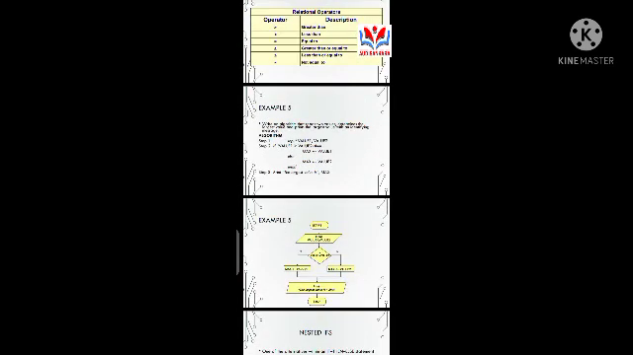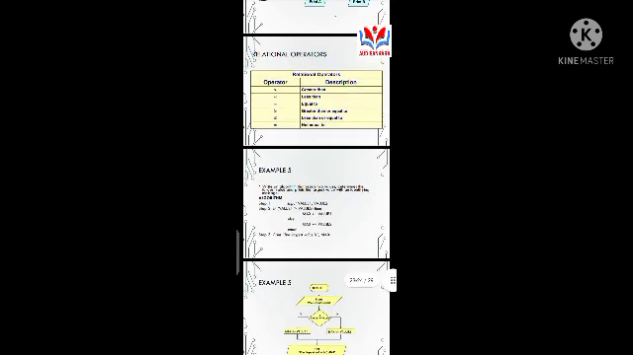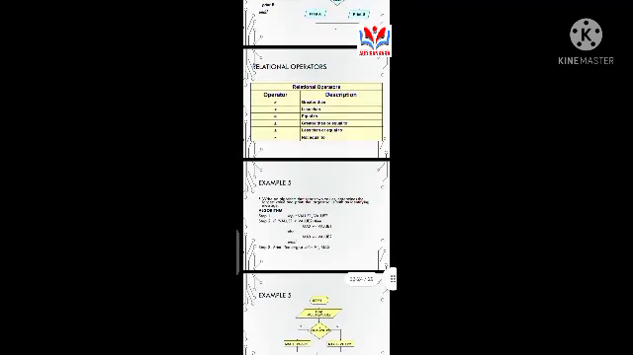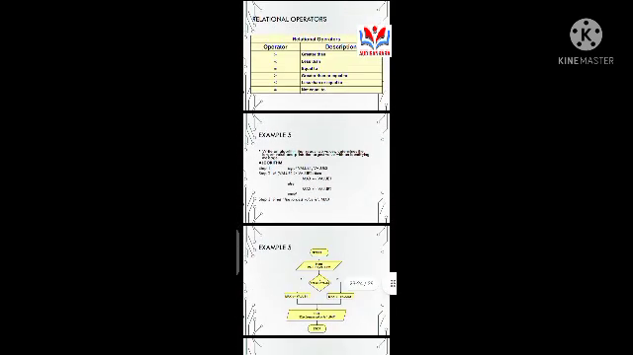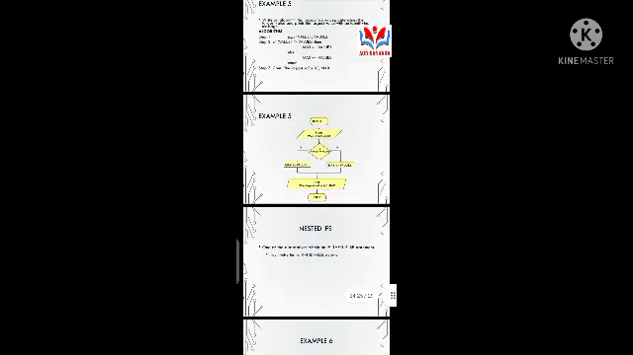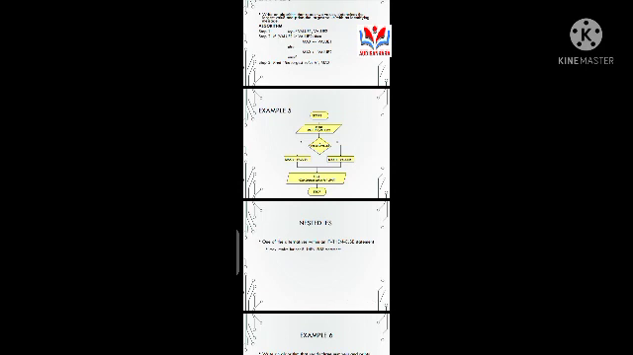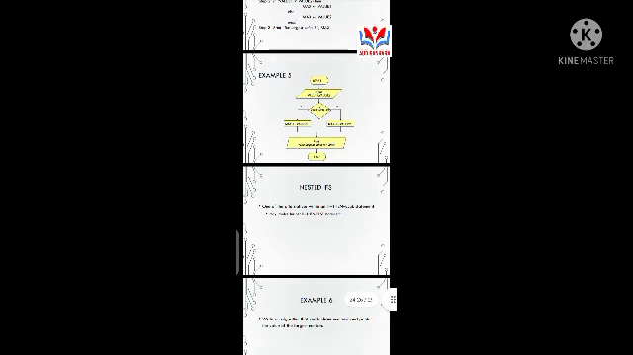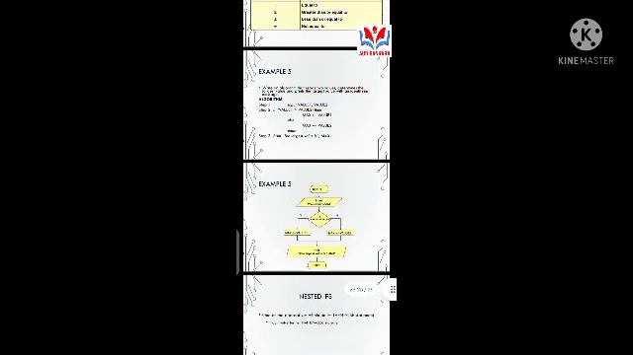Write an algorithm that reads two values, determines the largest value and prints the largest value with an identifying message. Algorithm. Step 1: input value 1 and value 2. Step 2: if value 1 is less than value 2, then max equals value 2, else max equals value 1. Step 3: print the largest value is max. Example 5 flowchart: start, input value 1 and value 2. Is value 1 less than value 2? If yes, max equals value 2, else max equals value 1. Print the largest value is max and stop.